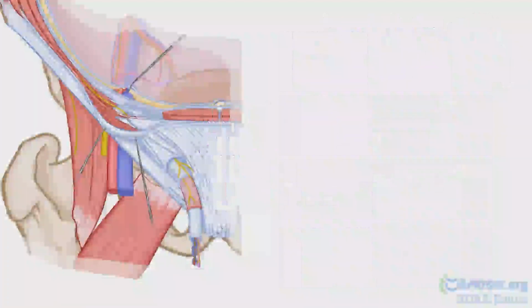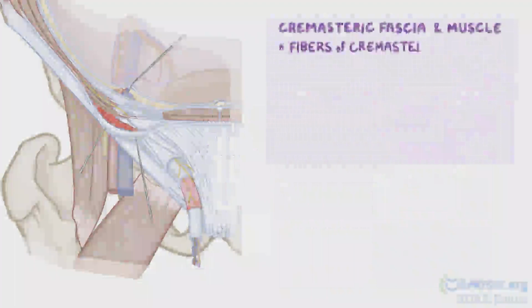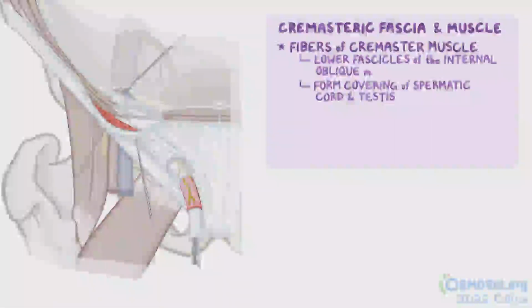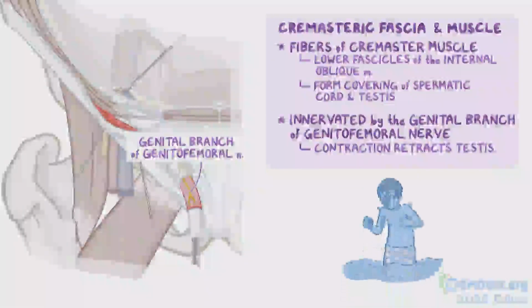Now let's briefly look at the cremasteric fascia and muscle. The cremasteric fascia contains fibers of the cremaster muscle, which is derived from the lower fascicles of the internal oblique muscle that arise from the inguinal ligament, and it extends inferiorly to form a covering of the spermatic cord and testis. The cremaster muscle is innervated by the genital branch of the genitofemoral nerve, and its contraction helps retract the testis, or draw it superiorly, to regulate its temperature for optimal sperm production.